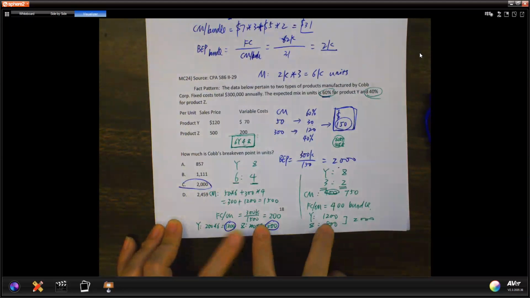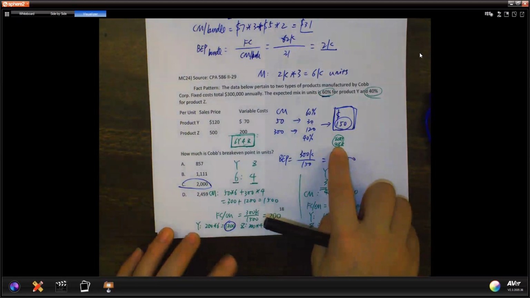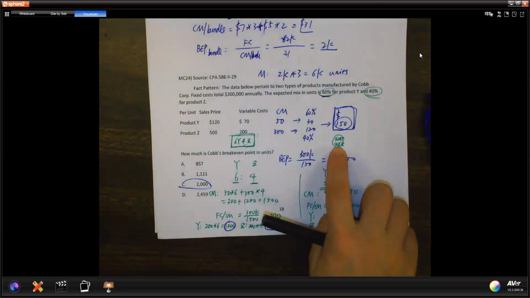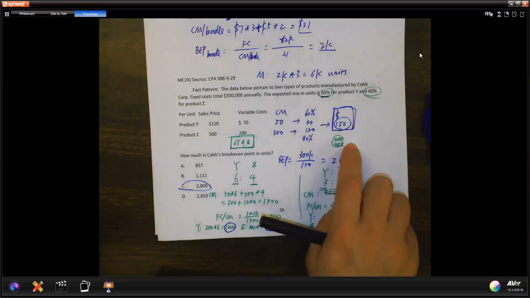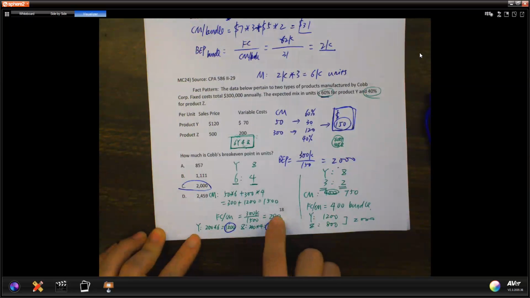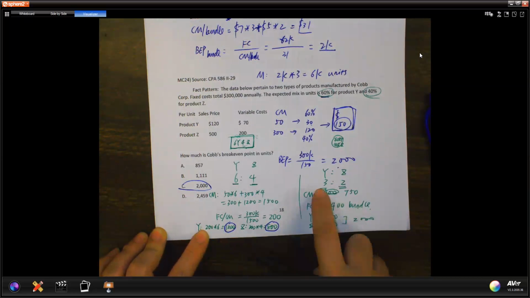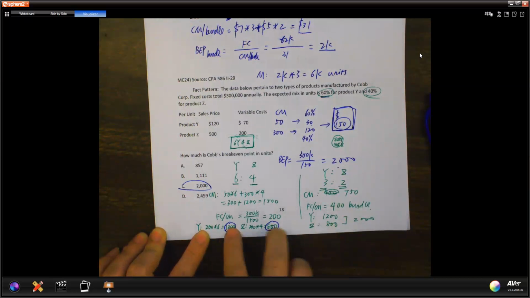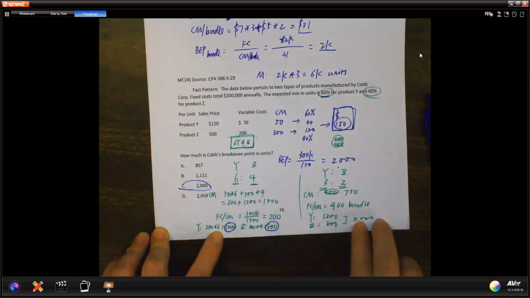So no matter which way, the answer is the same. For the percentage, we just take it like a weighted average, so once you get this, you have 2,000 units of weighted average, 60% Y and 40% Z. But if you use a ratio, you get a bundle, like 200 bundles, and each bundle has 6 Y and 4 Z, or 400 bundles, each with 3 Y and 2 Z. Then you have to multiply by the individual units to get the total units.